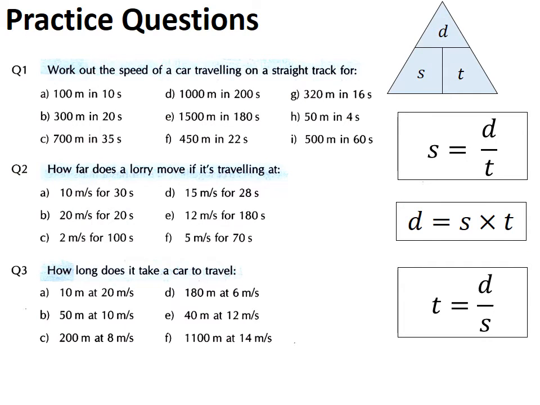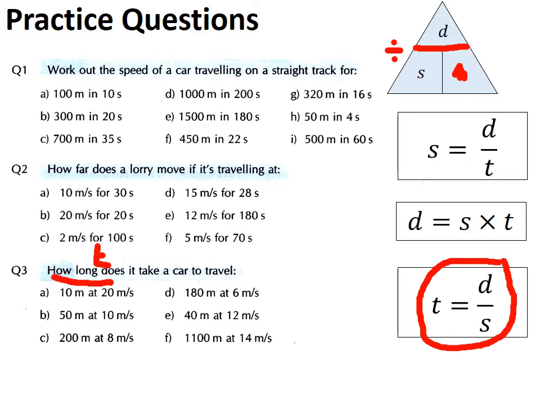Okay, let's look at question 3. In this question, it says, how long does it take a car to travel? How long means calculate the time. So we would look at the triangle here, we would cover up T, and we can see that distance is divided by the speed. This is the dividing line. And so our formula looks like this. Time equals distance divided by speed.